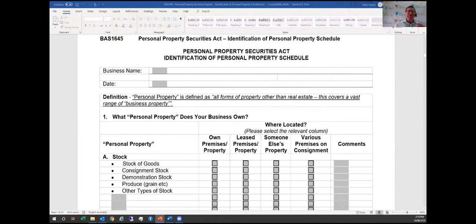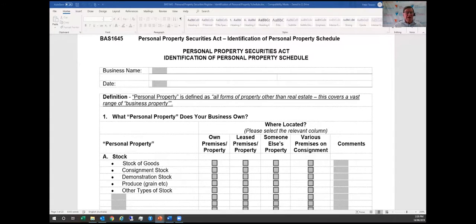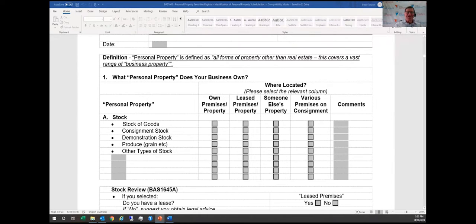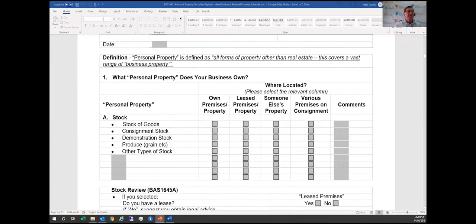So it's worth bearing in mind the definition of personal property. It's fairly simple for some legislation that's caused a lot of heartache for Australian businesses, small, medium, and large size. Personal property is defined as all forms of property other than real estate. Now, this covers a vast range of business property, which I've just shown you. But let's work in a bit more detail now so you can see what we're talking about.